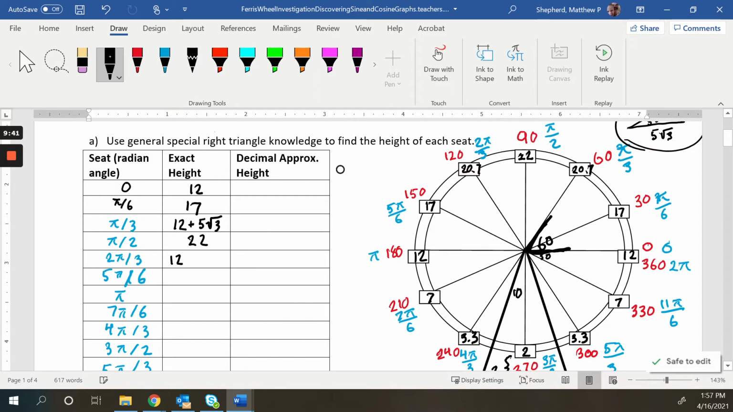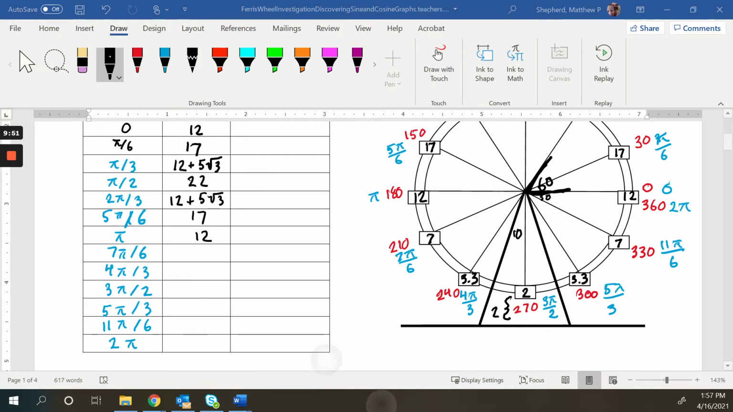Then we came back down to the 12 plus 5 square root 3. Back down to a 17 again, to a 12 again, and now we're going lower. So then we'd be at 7, 3.3. We reach the bottom of the Ferris wheel at 2. Then we start going back up. Oh, oops, I forgot to do exact answers. So those 3.3s, those were actually where from the 12 we had gone down 5 square root 3, to make sure I'm putting in the exact numbers.